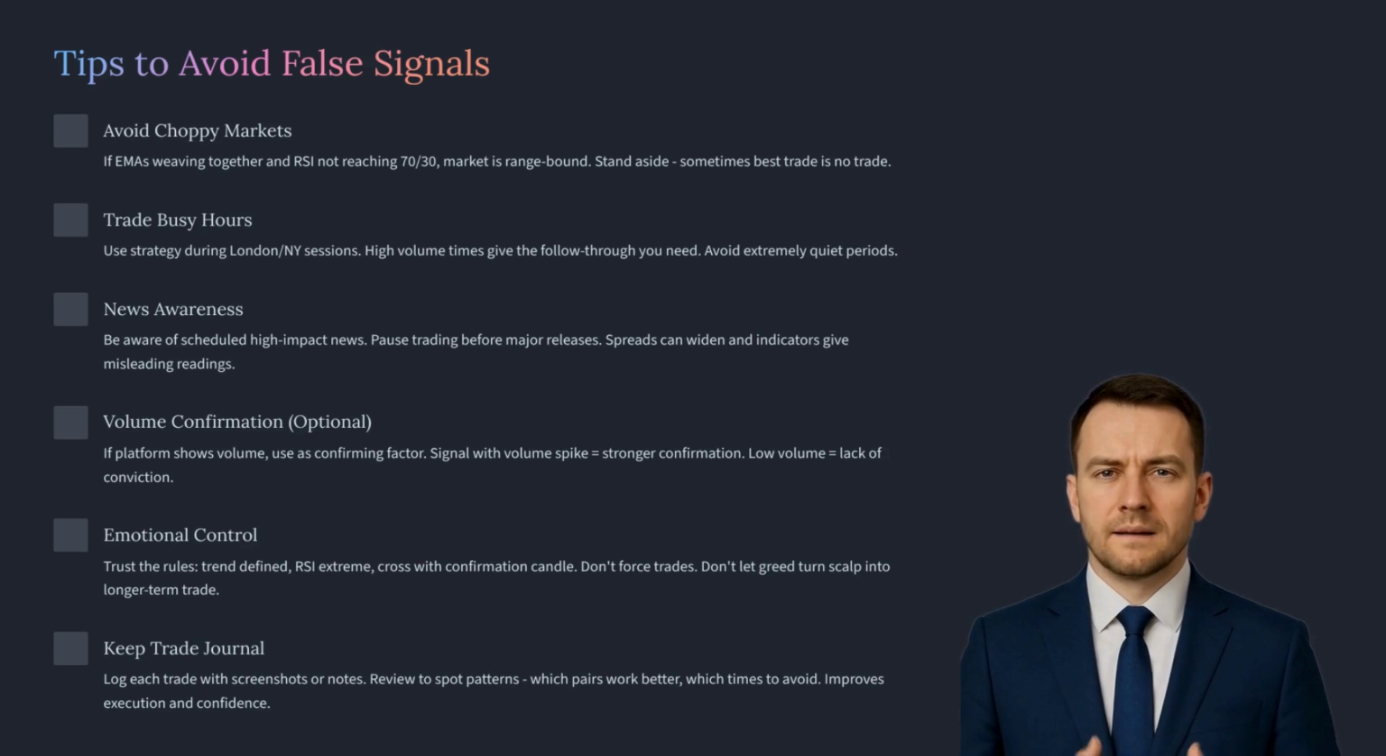Stick to the plan and keep emotional control. Scalping can be intense. It's easy to second-guess signals or jump in early out of fear of missing out. Train yourself to trust the rules: trend defined, RSI extreme, cross with confirmation candle. If a trade doesn't meet the criteria, don't force it.